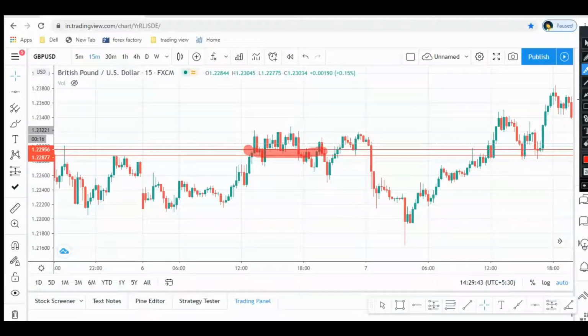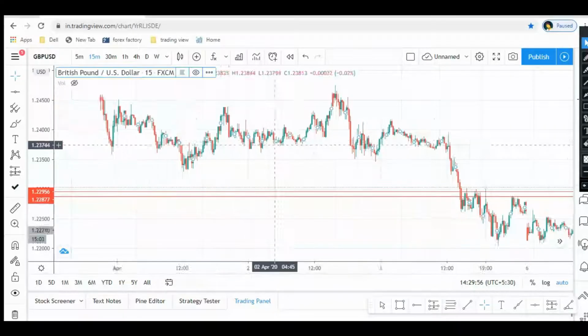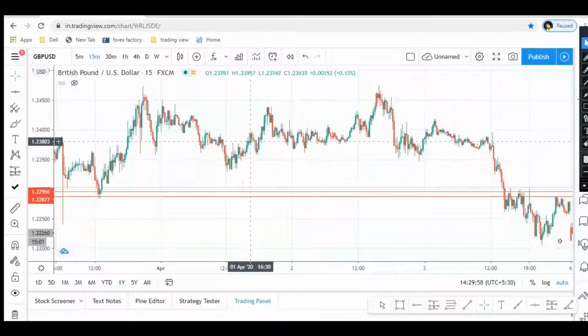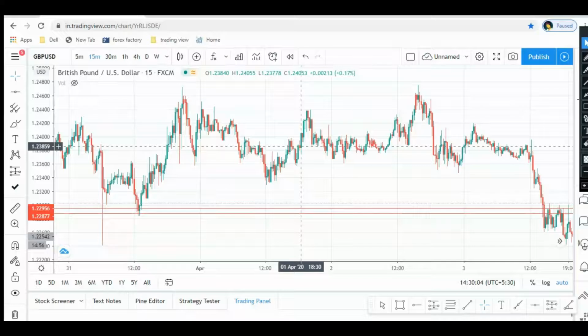You can find out this area strongly acted as a resistance and support also. So we will go back, let's see. My main motive is to make you understand that price will definitely react 5, 6, 7, 8, 9 times. If the price reacts so many times at that particular zone, that zone is very, very strong. You may rely on it to take a trade on that particular area.